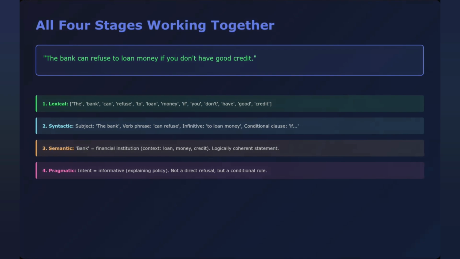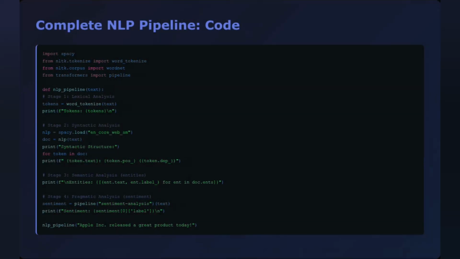Here's complete code that runs all 4 stages using modern NLP libraries. This is a simplified pipeline, but it shows the flow. Each stage feeds into the next. The output from lexical analysis becomes input for syntactic. Syntactic structure helps semantic analysis, and all of it supports pragmatic understanding.